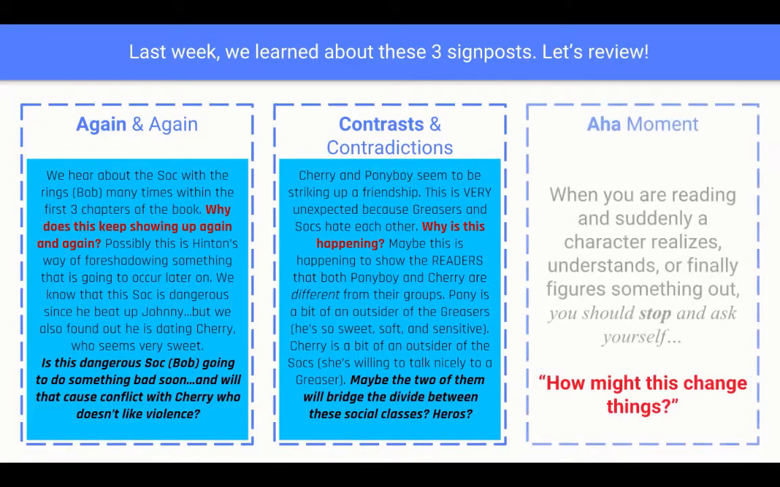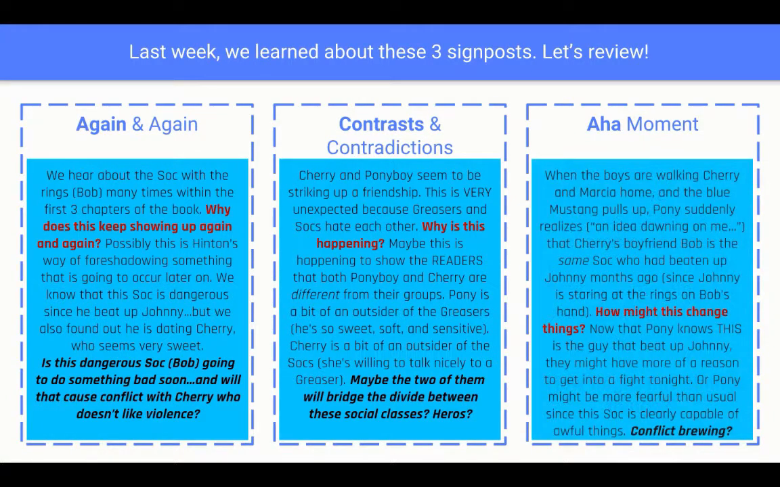All right. The last one that we talked about was the aha moment. That's when you're reading and suddenly a character realizes, understands, or finally figures something out. You would ask yourself the anchor question, how might this change things? When the boys are walking Cherry and Marcia home and the blue Mustang pulls up, Pony suddenly realizes, direct quote, "an idea dawning on me," that Cherry's boyfriend Bob is the same Soc who had beaten up Johnny months ago, since Johnny is staring at the rings on Bob's hand. So, how might this change things?